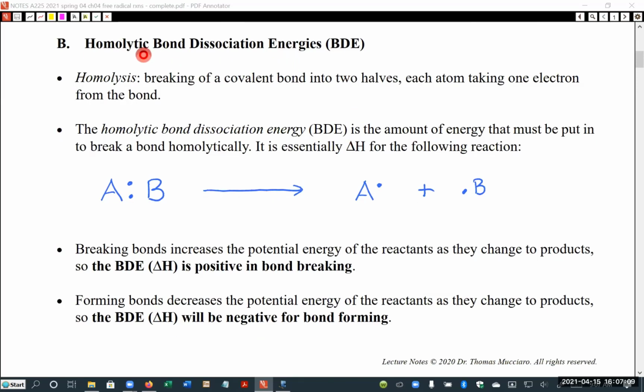We're now going to look at something called homolytic bond dissociation energies. So I need to introduce some basic terminology here. Homolysis refers to breaking a covalent bond into two halves. Since a covalent bond is two shared electrons, if we break it into two halves equally, where each atom takes one electron, so they just basically take back the electron they had shared, that's called homolysis, okay?